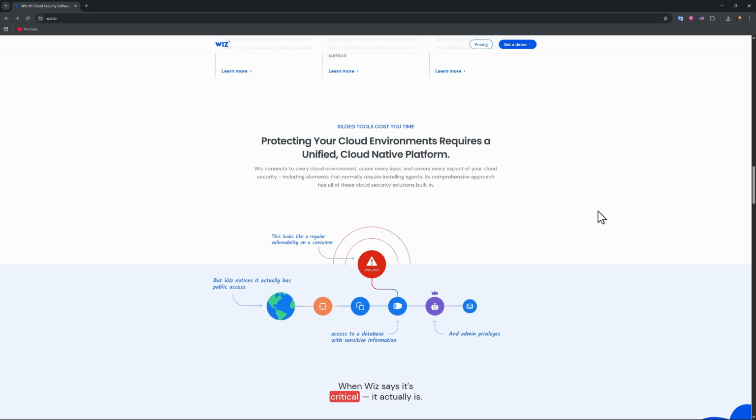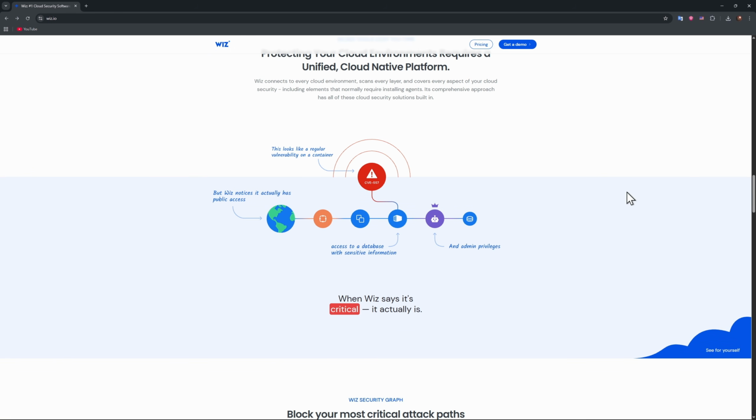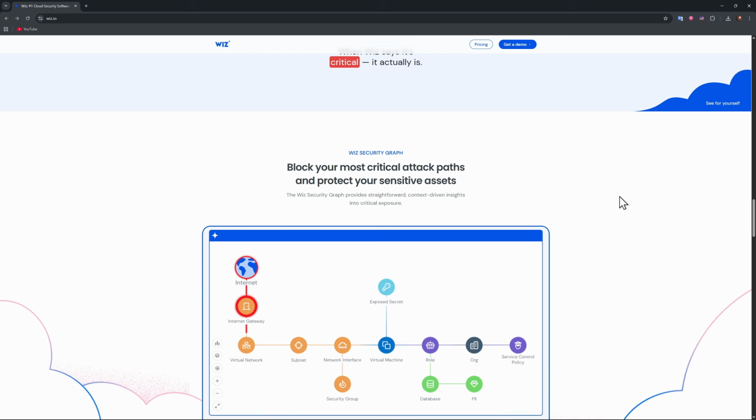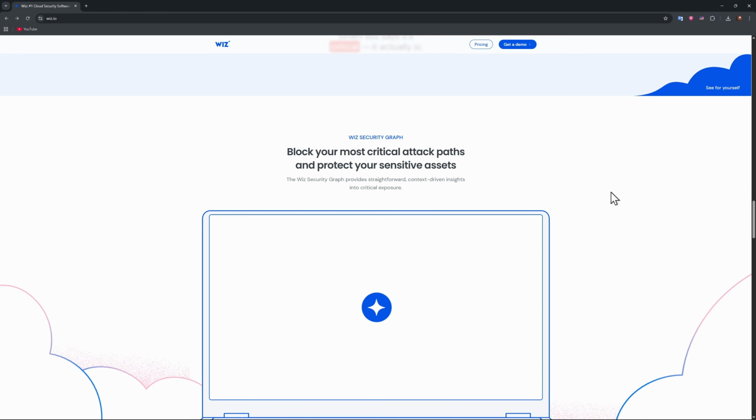So who is Wiz really for? If you're a medium to large organization running multi-cloud or complex infrastructure, Wiz is a strong choice. It gives you fast visibility, reduces risk exposure, and helps with compliance. On the other hand, if you're a smaller company with a simpler cloud footprint, it might be overkill, and you could find better value in lighter, more affordable tools.